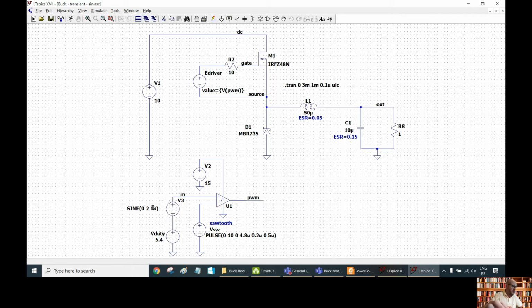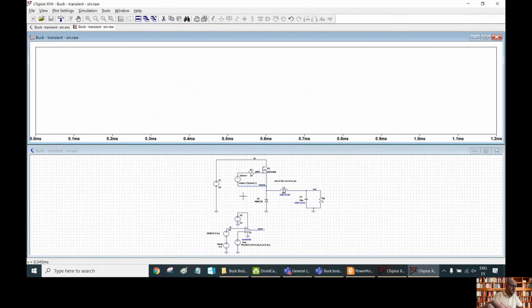So in this case, I'm going to add a sinusoidal waveform at 1 kilohertz and with an amplitude of 2 volts. So in total it is 4 volts peak to peak. Okay, we're going to see this. I'm going to run the simulation.